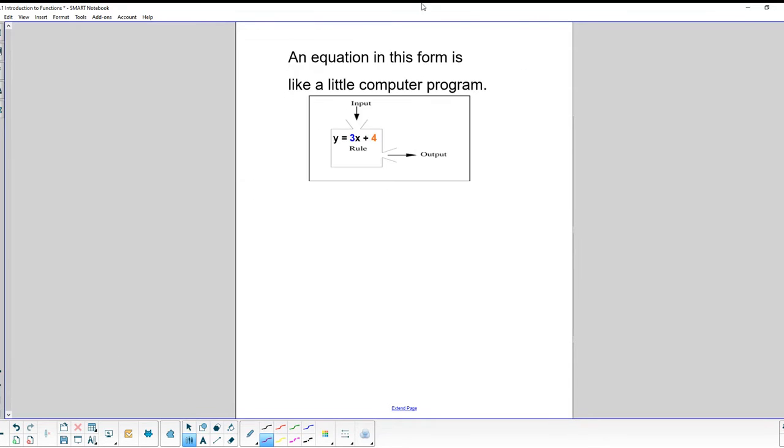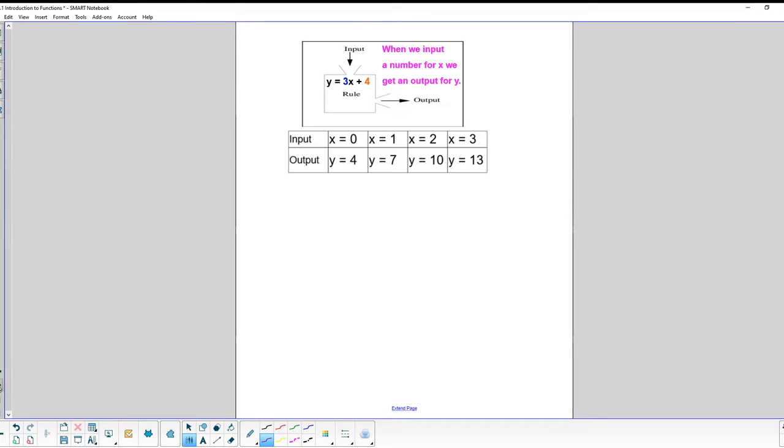If you think about it, an equation or a function like this is like a little computer program. You can input numbers in for x, and then out comes an output, which is actually the value for y. That's kind of the beauty of having these functions, these equations, so that we can use them to input data and get out data that we're looking for.